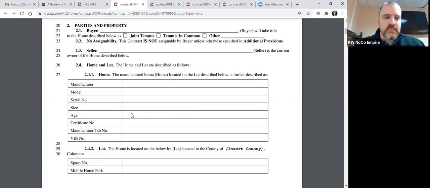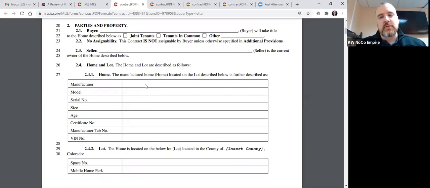Okay. How old is it? What's the certificate number, manufacturer tag number, VIN number, whatever information you have and you are able to fill out here. It's just more confirmation that, hey, I'm actually selling you this particular unit, that we don't get confused that, hey, I thought that it was the unit next door, right? So fill out as much of that stuff as you can.